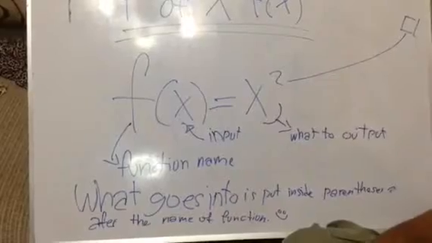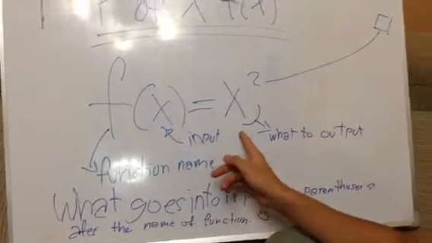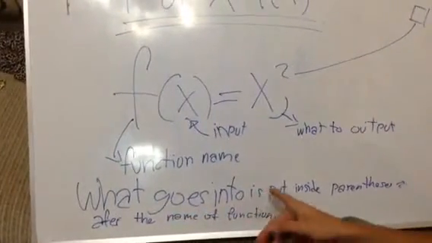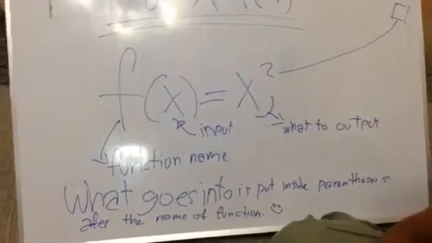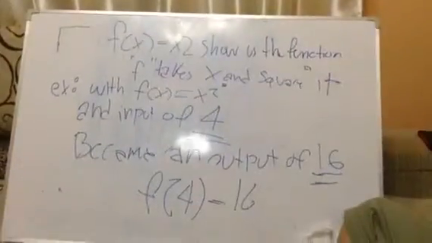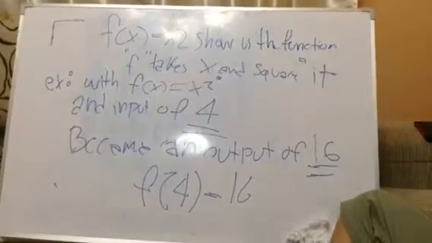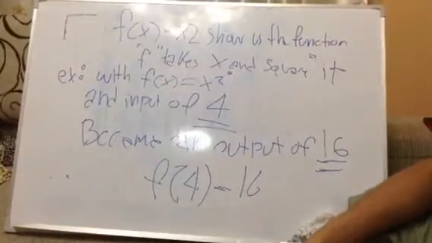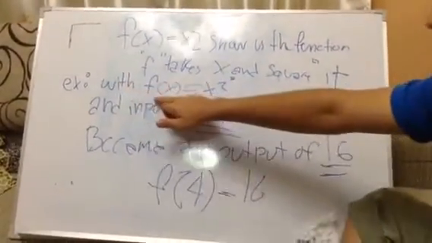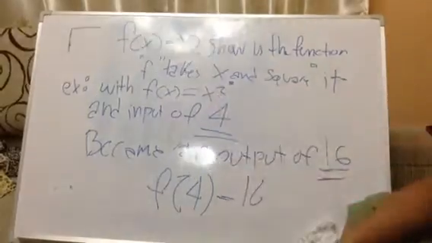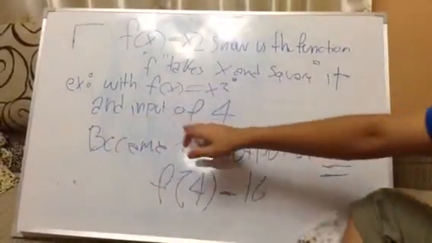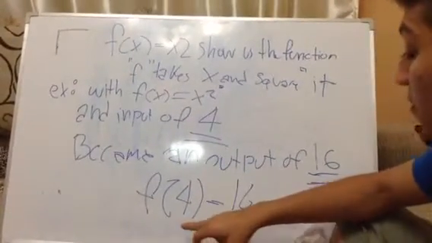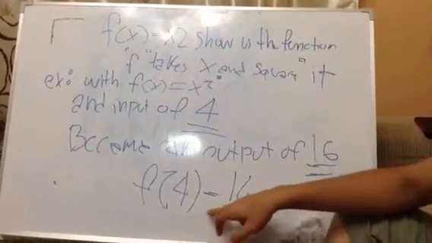f stands for the function name, x stands for the input, and x squared plus 2 stands for what to output. What goes in is put inside parentheses after the name of the function. f of x equals x squared plus 2 shows us the function. f takes x and squares it. Example: with f of x equal to x squared plus 2, an input of 4 becomes an output of 16. f of 4 equals 16.